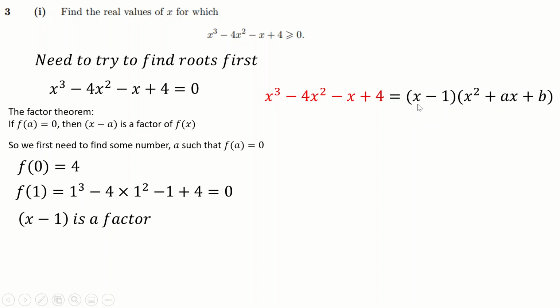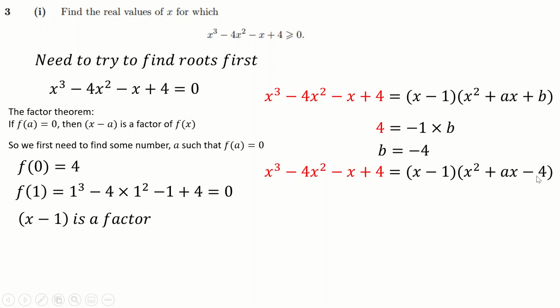But what I'm going to do is notice, well, hang on, look at the last terms. On this side that's a 4. The last term of the other side is minus 1 times b. Therefore, minus 1 times b is 4 and b is minus 4. And I can get what b is straight away.